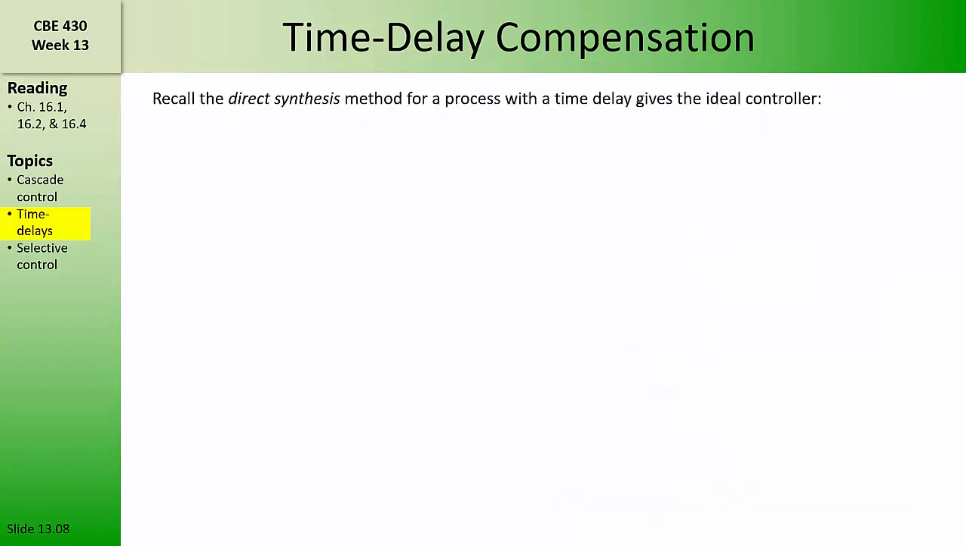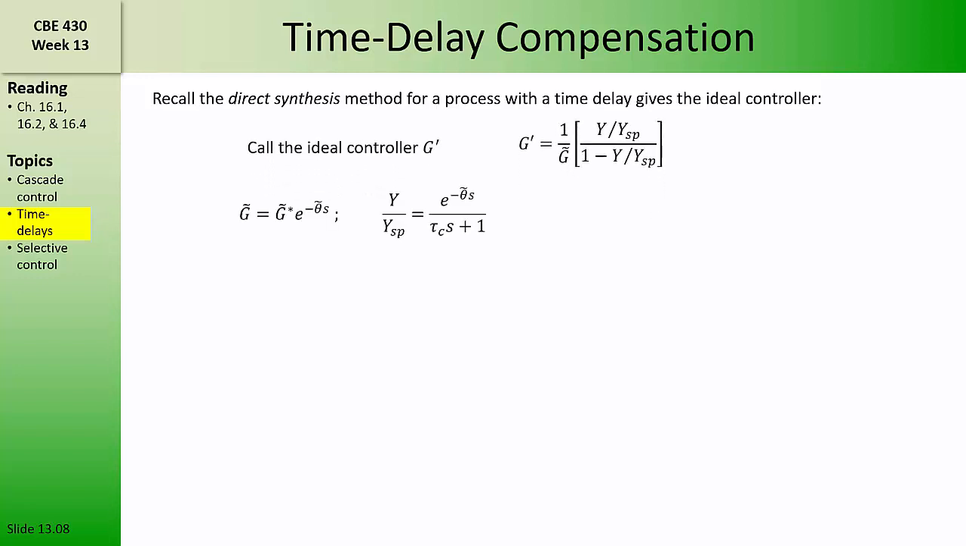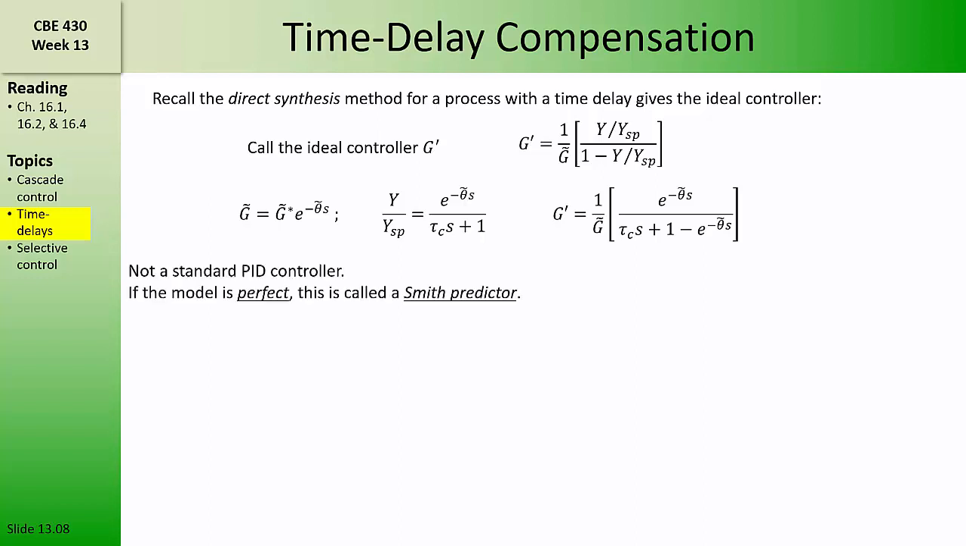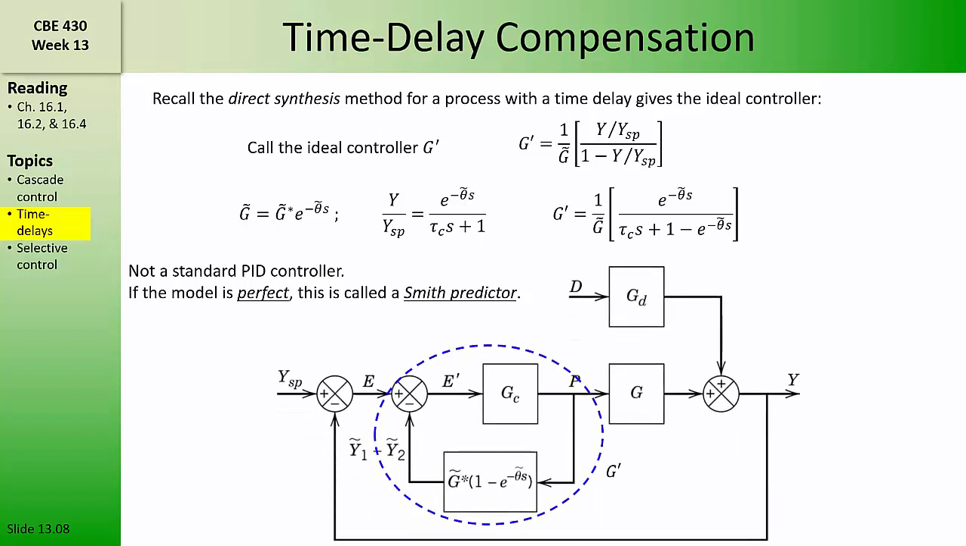You may recall that the direct synthesis method for a process containing a time delay gives an ideal controller that has the time delay appear in the denominator. Now, when we used the direct synthesis method, we said that we didn't have a way of tuning a controller with a time delay in the denominator. So instead, we introduced the internal model control method. But although this is not a standard PID controller, if the model is perfect, we can still tune a controller this way, and it's called a Smith predictor.